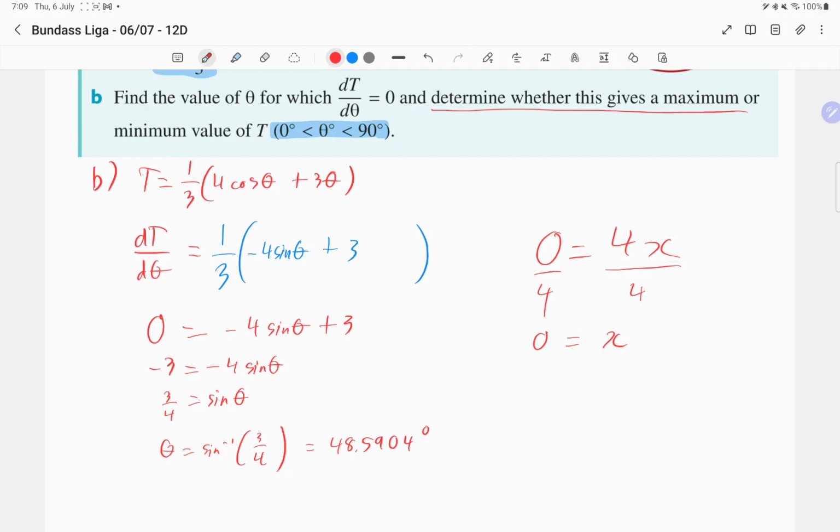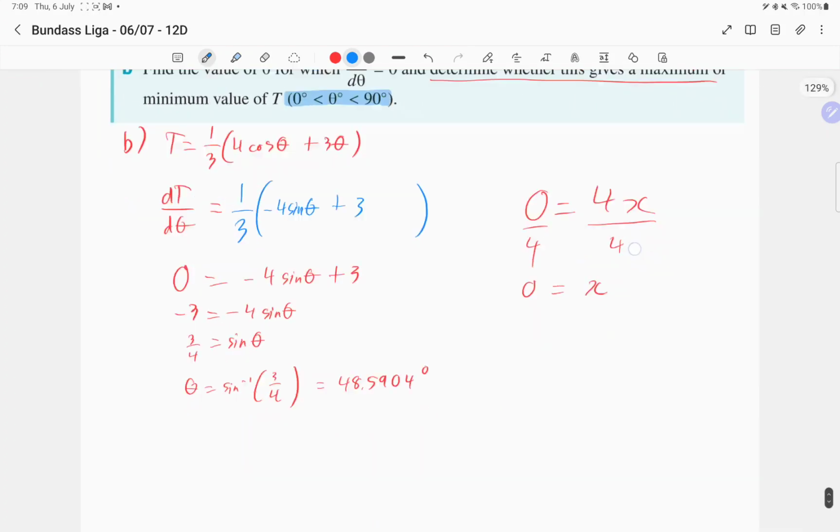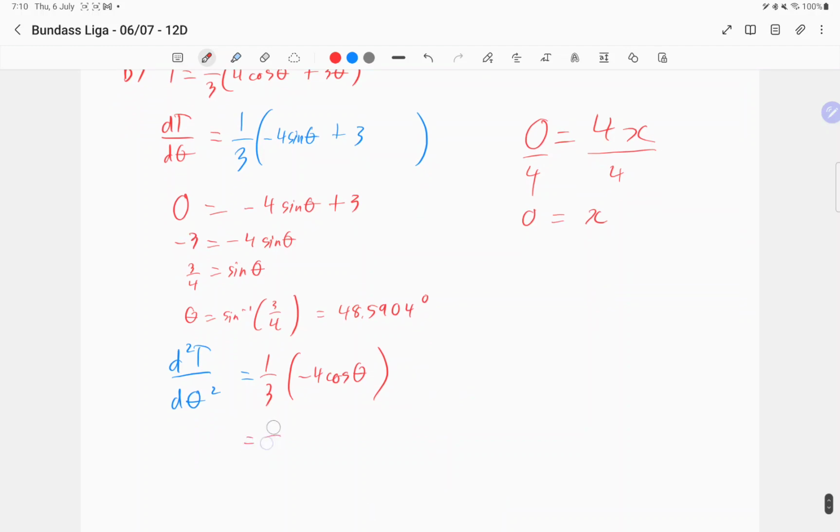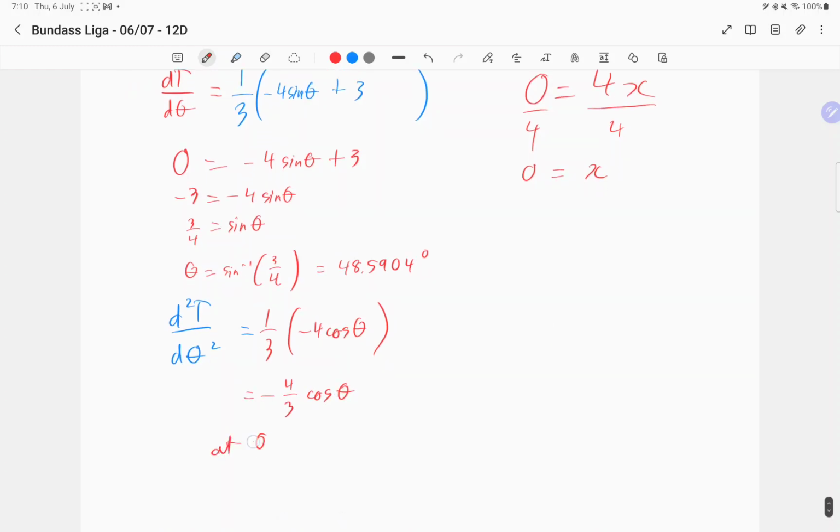How do we do that? The second derivative. d squared T over d theta squared. Just remember the top one, the squared is between d and the main variable, and the bottom is after. So you derive it. Same thing, you ignore the constant factor, you write 1/3 brackets in here, and then you derive whatever is in it. Sine is cos, so that'll be minus 4 cos theta, and then the constant becomes 0, so it'll just be that. So that's 1/3 times negative 4 cos theta, which is negative 4 over 3 cos theta.